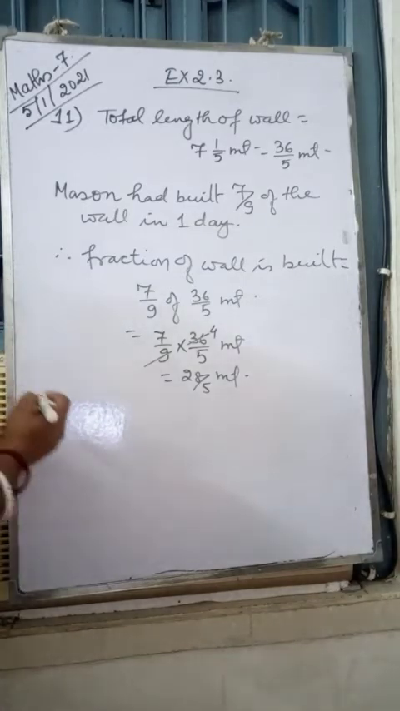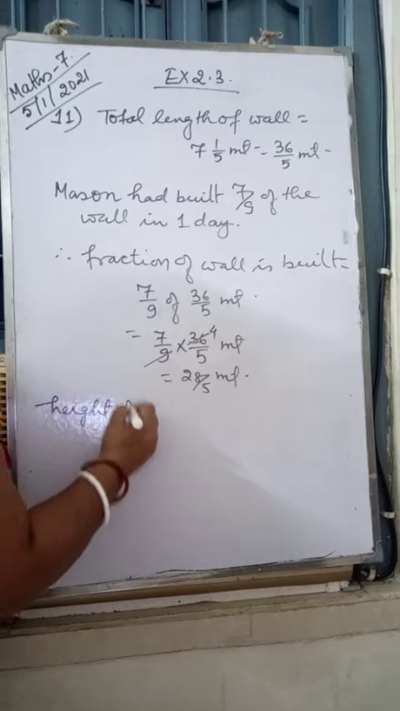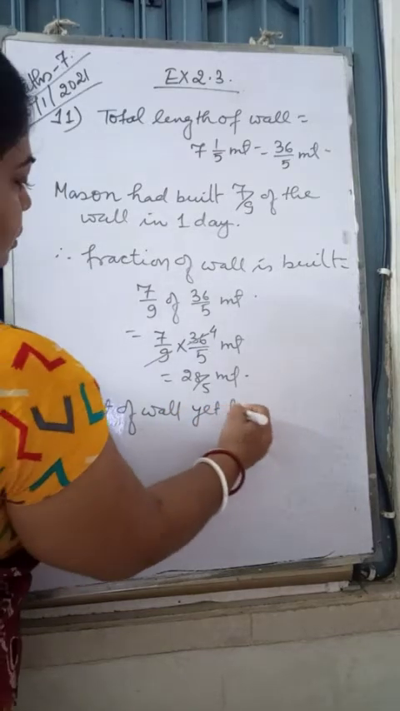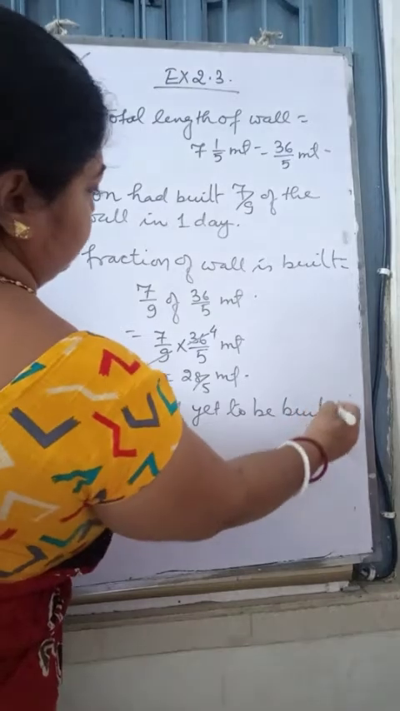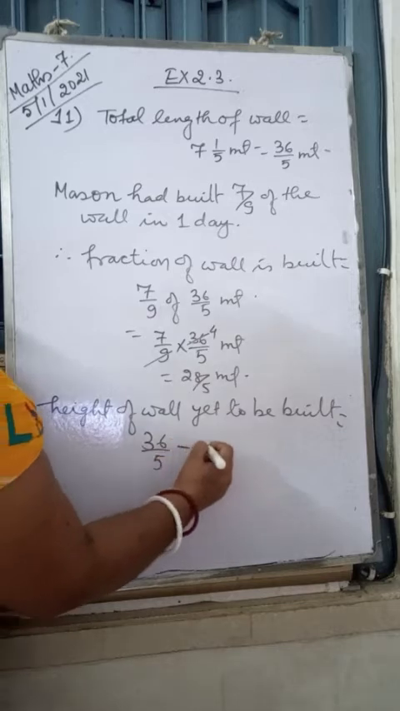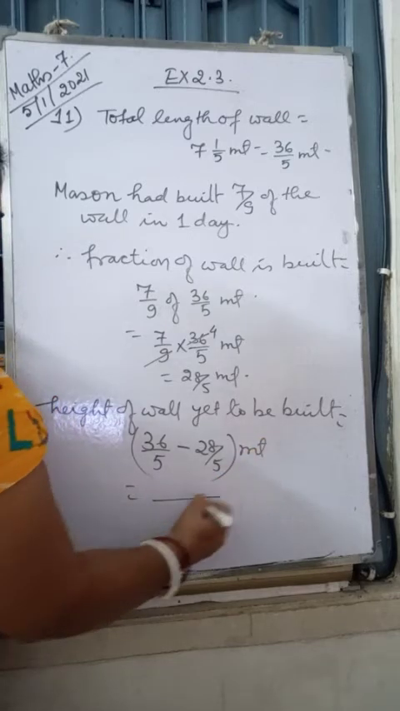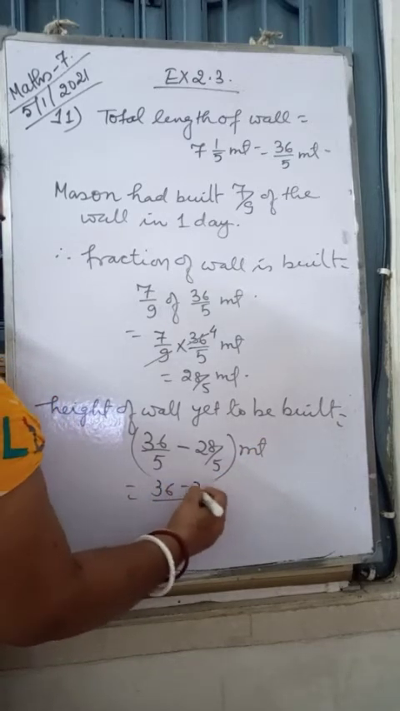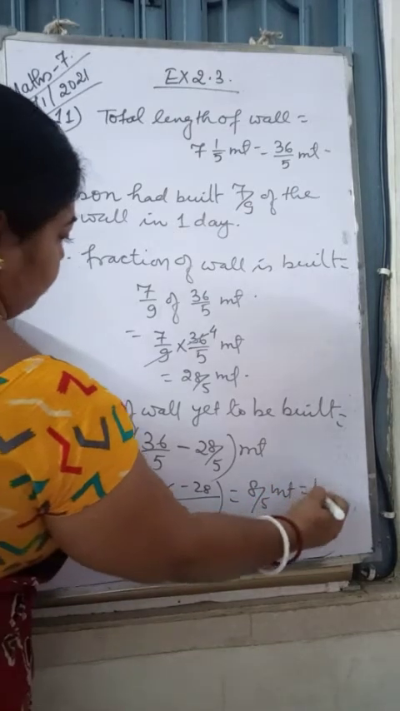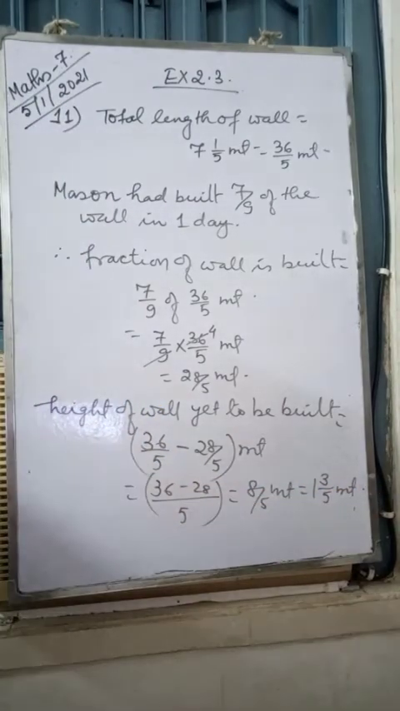Is it? Now, height of wall yet to be built is equal to 36 by 5 was the total height, 28 by 5 is built. So we'll subtract. LCM is 5, 36 minus 28, so 8 by 5 meter, 1 whole 3 by 5 meter of wall is yet to build. Please write it.